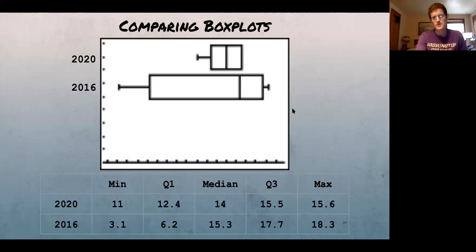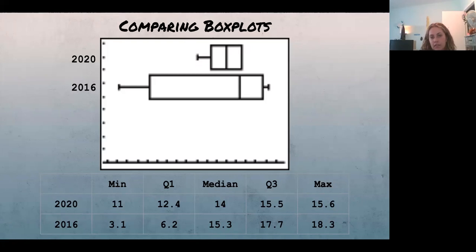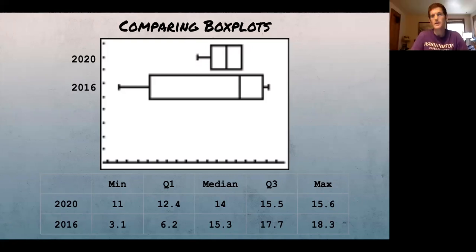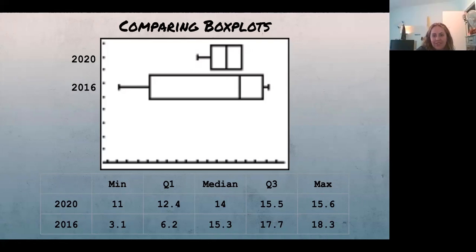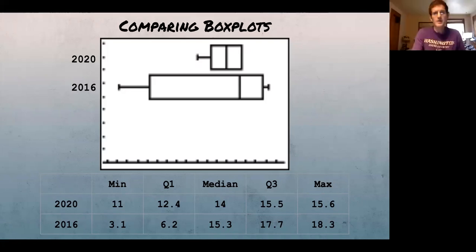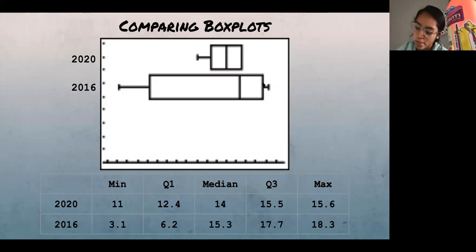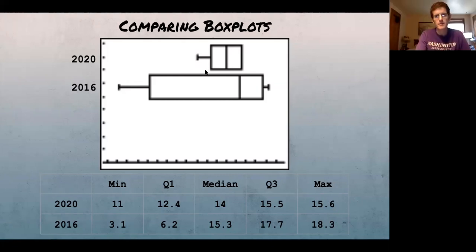Anything else that you can notice? And remember, compare the spread and compare the center. 2020 is much more even. What's another word for that? Symmetrical. Symmetric, there you go. And you're right. It does look a lot more symmetric. I like that observation. Again, we can't completely say that since we don't have the shape of it, but we could guess that it's symmetric.